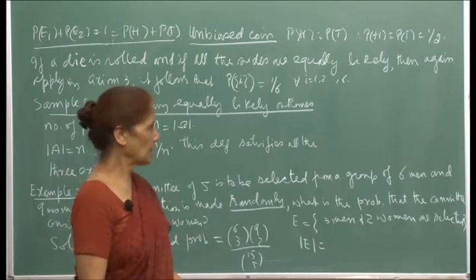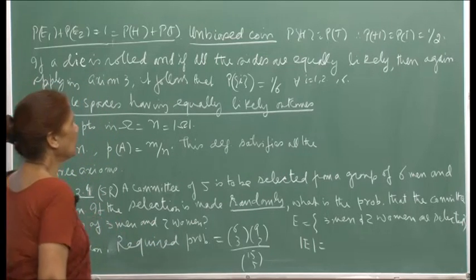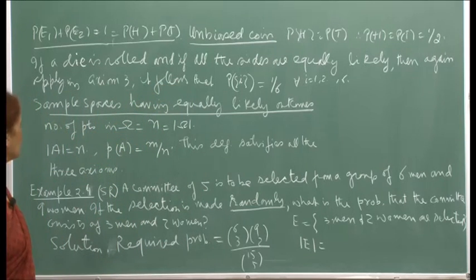So, that is what I am showing, how you apply the axioms to arrive at the probabilities of the events. Here of course, we assume that it is an unbiased coin.